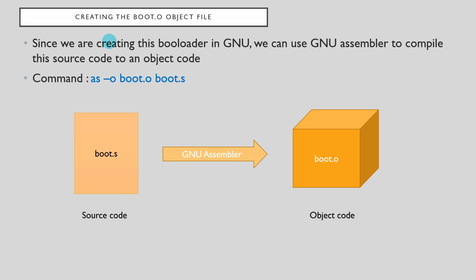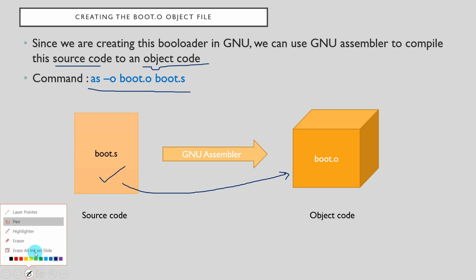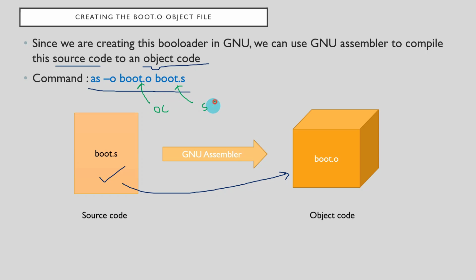Okay, so since we have created the bootloader as a source file, we need to compile this to make it an object code. In order to create our boot source file as a boot.o file, or object code, we are going to use this command: as -o boot.o boot.s. So basically boot.o means our object code name, and boot.s means our source code name.